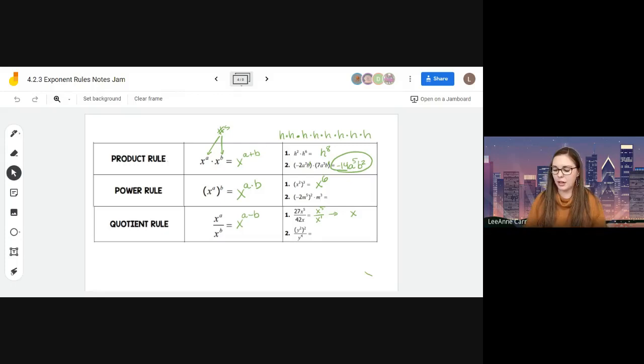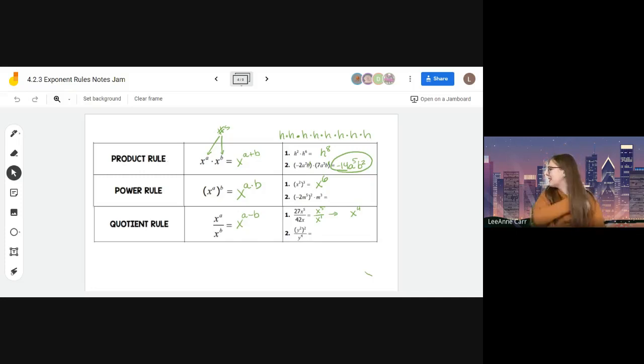So let's look. We're using our quotient rule. We have a 5 on top and a 1 on bottom. And our rule says if we're dividing, we're supposed to subtract those exponents. So if we subtract those exponents, what would my new exponent be? Yeah, 4. We always try to make it harder on ourselves, I think. So 5 minus 1 gave us 4. So we have x to the 4th power.